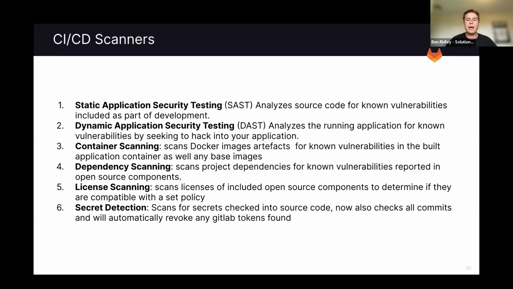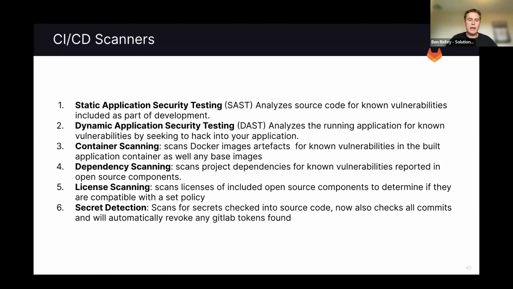DAST testing, dynamic application security testing. This analyzes a running application for vulnerabilities by seeking to hack into your application. Inside GitLab, what this means is that we take a running version of your application that might be inside a Docker container. We run that inside the CI pipeline, and we try and actively exploit that application to find vulnerabilities. There's a few other ways you can configure it. In our workshop today, we are running our Python app as a container and trying to execute exploits against it. So you can think of a DAST scan as like a miniature pen test inside your CI pipeline.